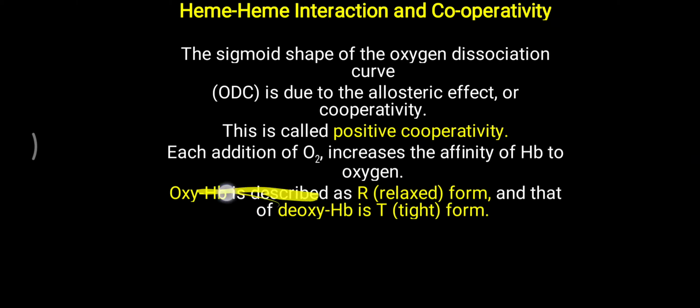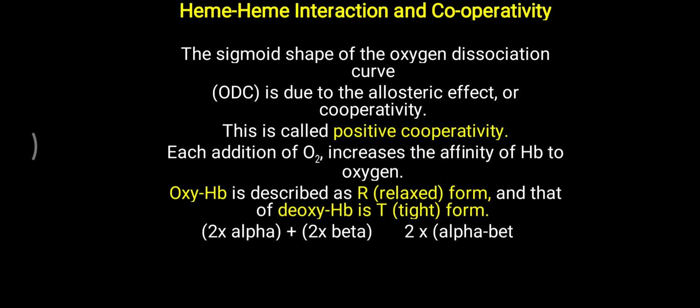So basically initially it is the T form or taut form or tight form, and once that oxygen is added, it is converted into the R form or the relaxed form of the hemoglobin, which is called oxyhemoglobin. So oxyhemoglobin, that is the R form, and deoxyhemoglobin, that is the T form, that you have to keep in mind.